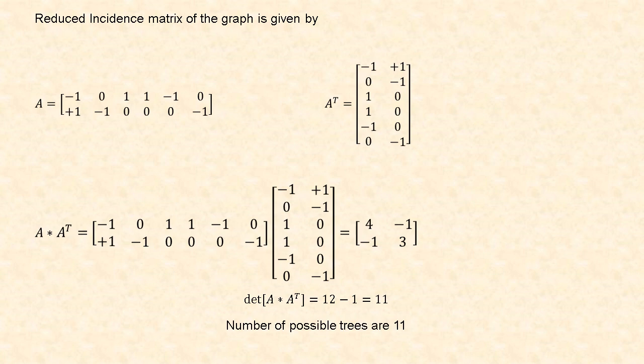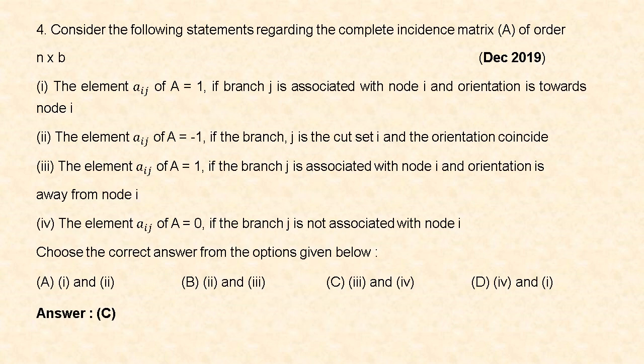Now, number of possible trees can be found by finding the determinant of this matrix, that is the product of A into A transpose. We know that determinant can be found by multiplying 4 into 3 minus 1 into minus 1, which is 1. So 12 minus 1 is equal to 11. So the number of possible trees are 11.